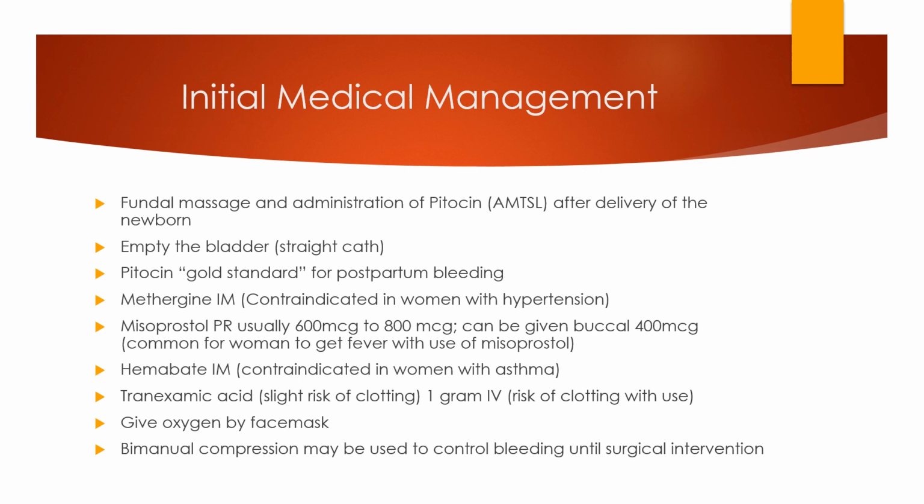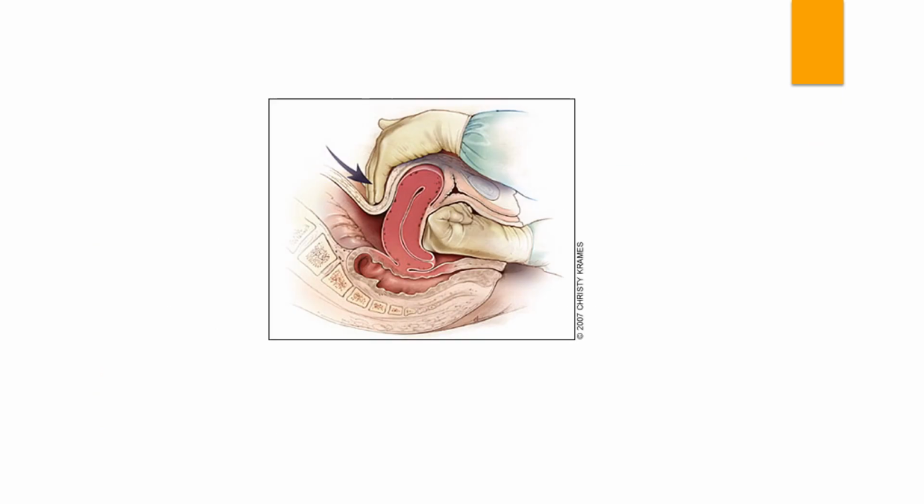And then bimanual compression may be used to control bleeding until surgical intervention. And so if you work in a rural setting and you had a patient deliver and you don't have a lot of resources, you may need to do this. And so you can see where you're compressing, manually compressing that uterus to be tight, okay? And so that's what you need to do.